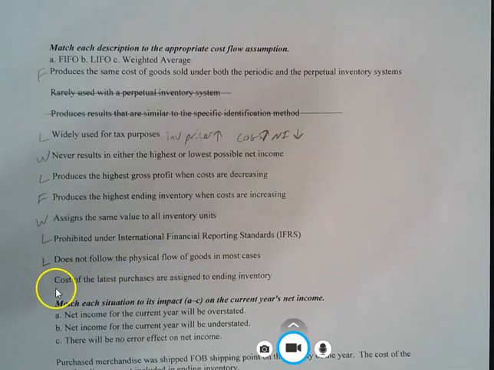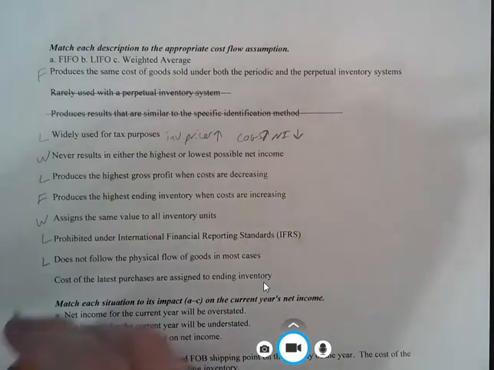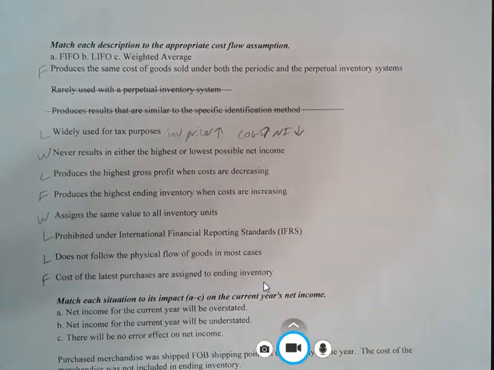Okay, moving on. Cost of the latest purchases are assigned to ending inventory. Well, let's think about this. If we're using FIFO, we are expensing the oldest purchases. That means the latest purchases, the most recent purchases, are in ending inventory.